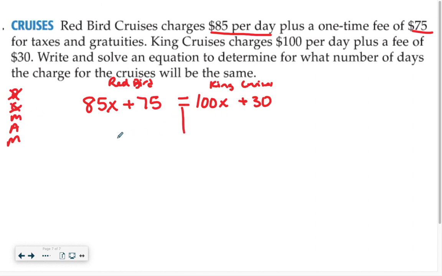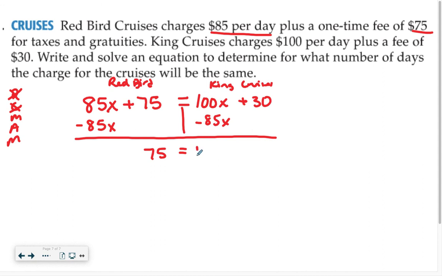Move the variable. So like normal, I'm going to move my smaller of the variables. So I have a positive 85x. I'm going to say minus 85x. So I have 75 equals 15x plus 30. So I've moved the variable to one side.